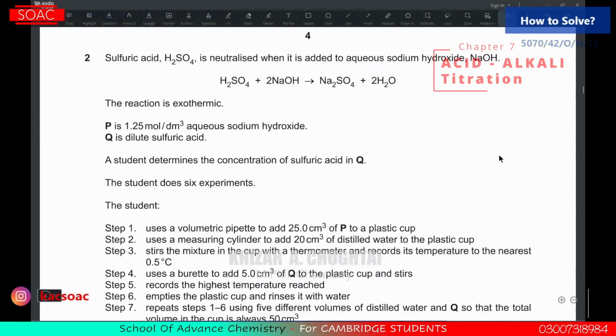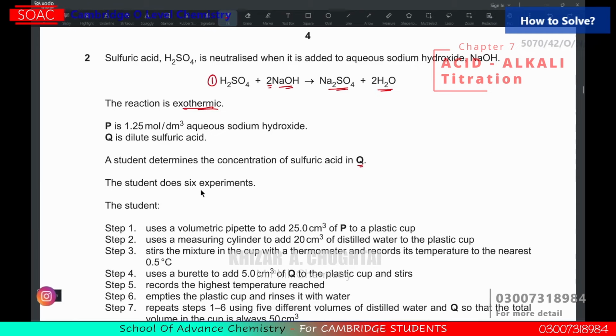Question number 2, sulfuric acid H2SO4 is neutralized when it is added to aqueous sodium hydroxide. 1 mole of H2SO4 is going to react with 2 mole of sodium hydroxide to make 1 mole of sodium sulfate and 2 mole of H2O. The reaction is exothermic. P is 1.25 mole per dm cube aqueous sodium hydroxide. Q is dilute sulfuric acid. A student determines the concentration of sulfuric acid in Q. The student does 6 experiments.